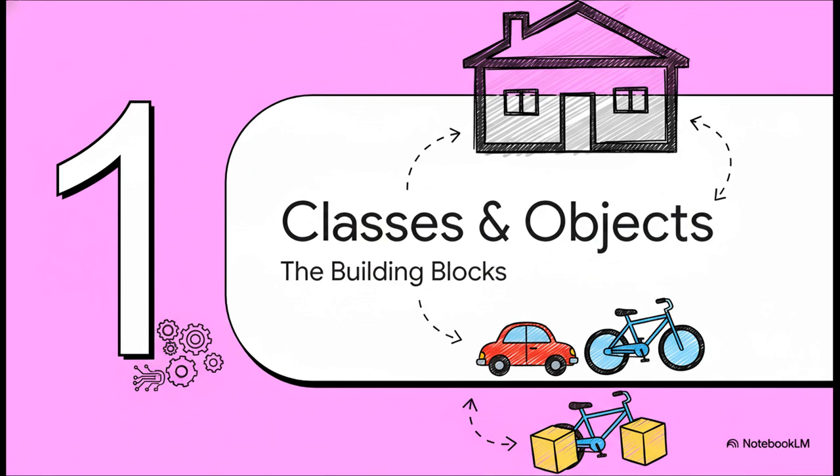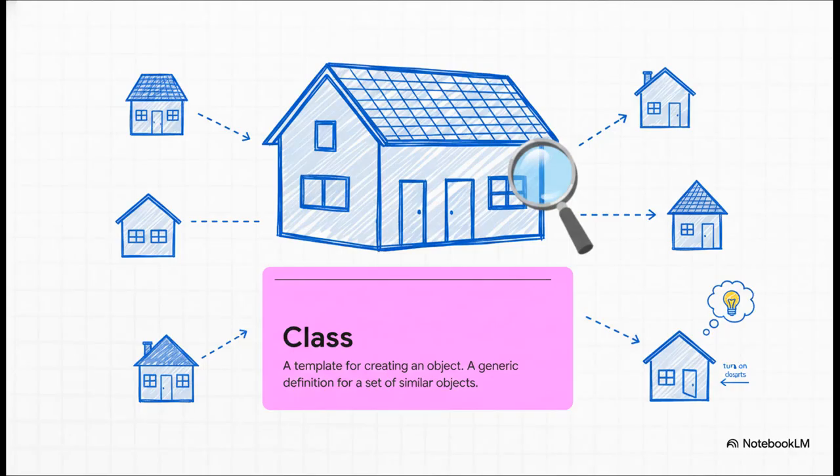Seriously, if you can get the difference between these two, everything else is going to click into place. First up, the class. Now, it's super important to remember that a class isn't the actual thing. It's the blueprint. Think of it like the architectural plans for a house. The blueprint defines everything: how many bedrooms it will have, what kind of roof. Those are its properties or attributes. It also defines what you can do, like open a door, which we call its behaviors or methods.